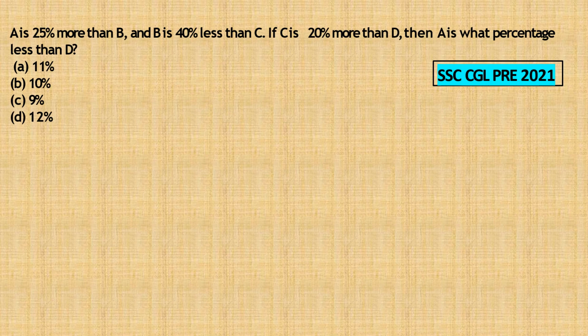Next question. A is 25% more than B, that is A is to B, 25% is 1 by 4, 1 more than 4, that is 5. B is 40% less than C, that is it would be 100%, it would be 40 less, that means it would be 60%, that is 3 is to 5. C is 20% more than B, 20% is 1 by 5, that it would be 5, and 1 more than 5, that is 6. We need to find what A is what percent less than D. We need to find A and D.